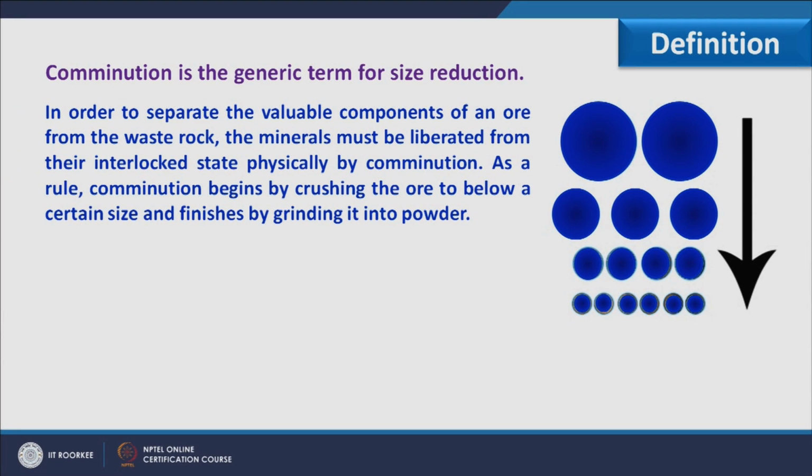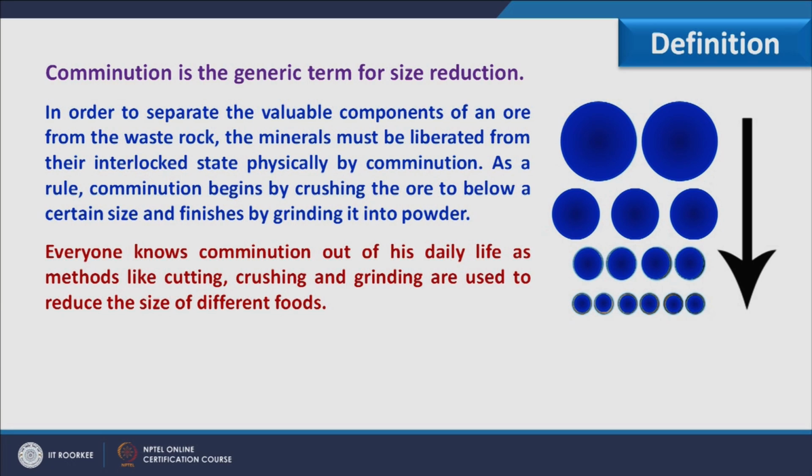In order to separate the valuable components of an ore from waste rock, the mineral must be liberated from its interlocked state physically by comminution. So, what is the purpose of comminution? To recover the desirable mineral from the rock, inside which it is placed. As a rule, comminution begins by crushing the ore to below a certain size and finishes by grinding it into powder.